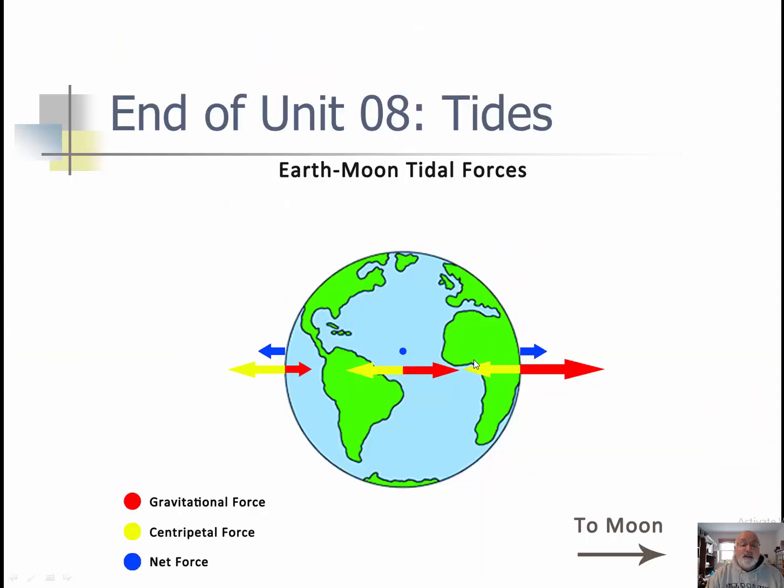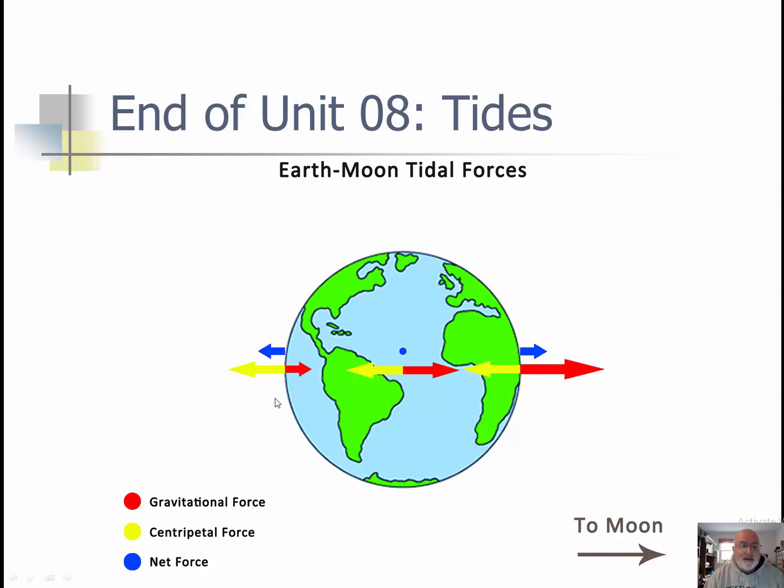So that is the end of the section. Remember, it's all caused by gravity pulling water out, centripetal force pushing water in towards the center, and the net force pulling water in that direction. Here, they're equal, so there is no water, and that's where we get the low tide. And here we get more centripetal force, and these are all pointing towards the sun. These are all pointing toward the moon.